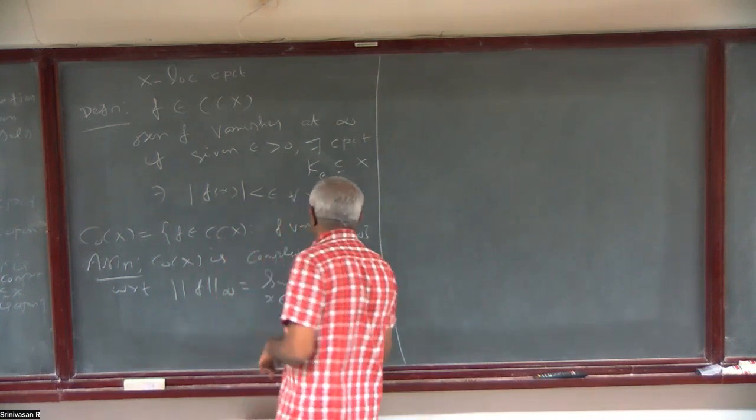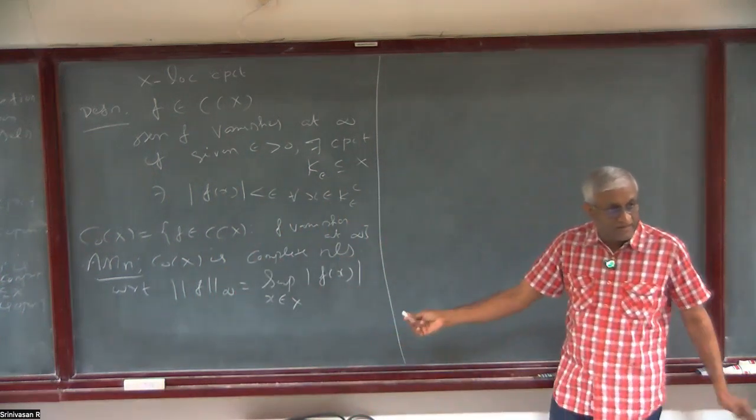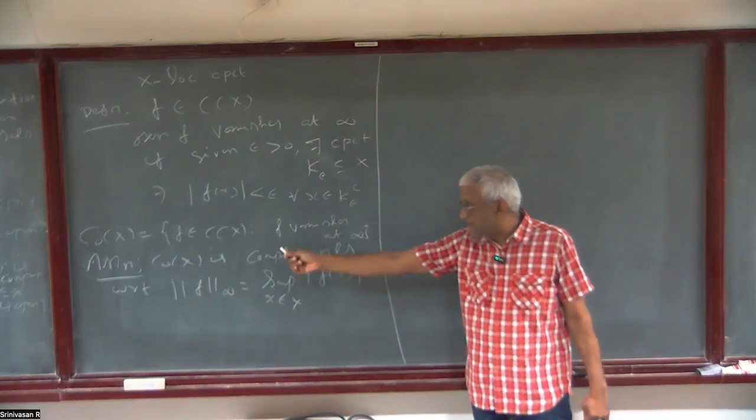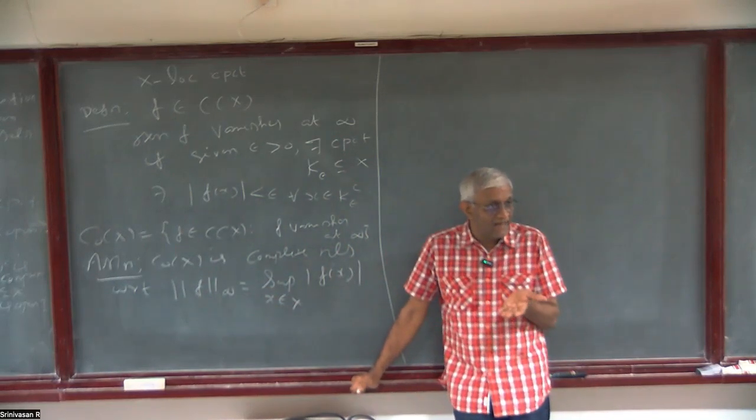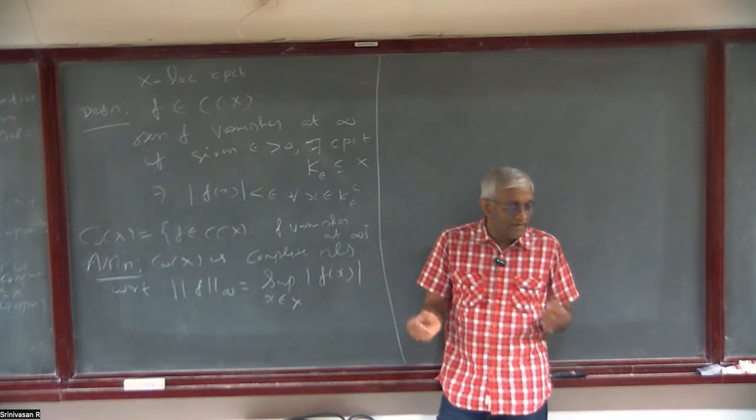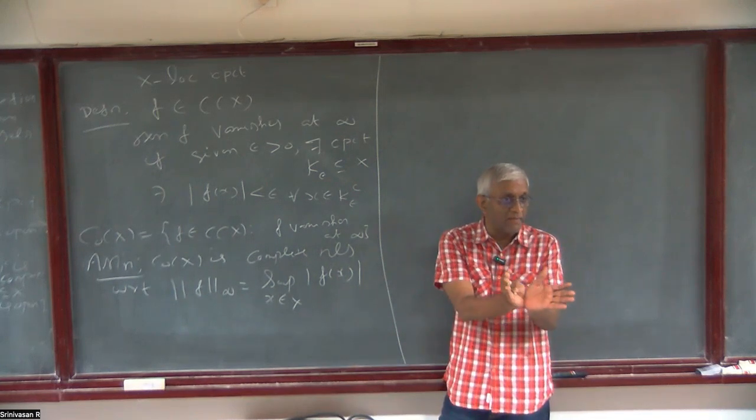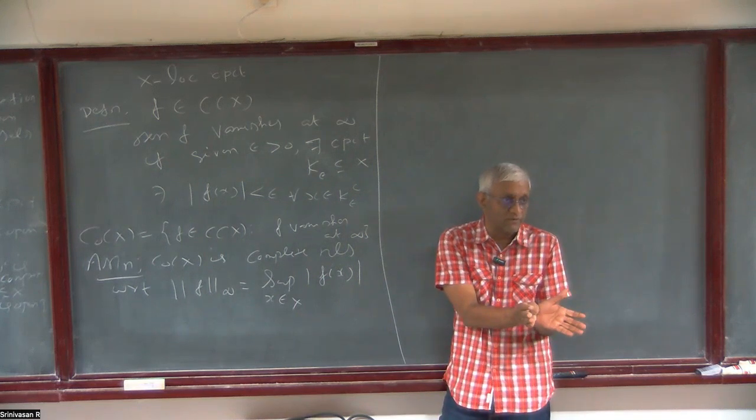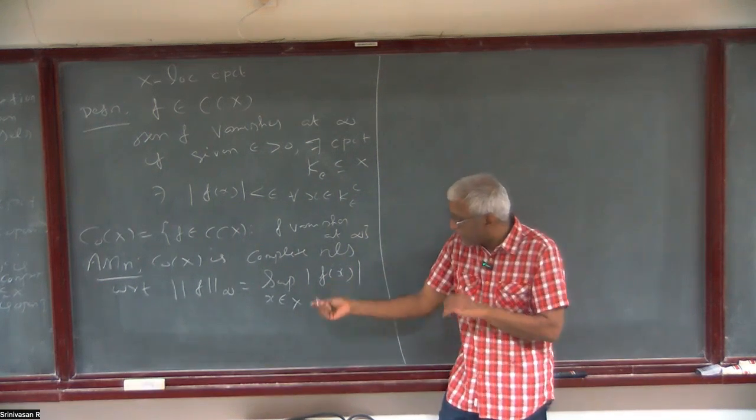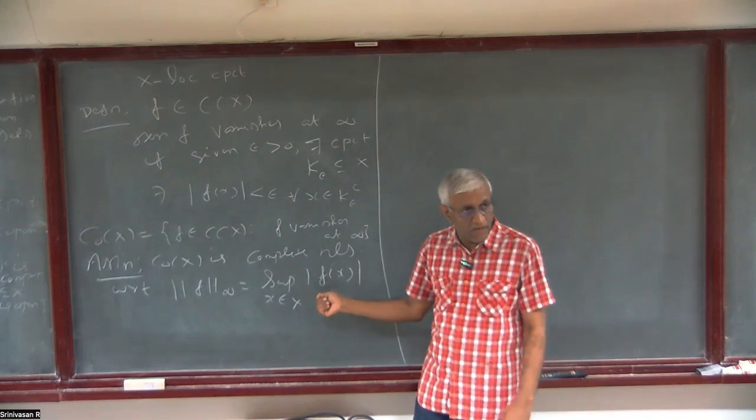So for that, you first have to verify that this is finite. If f is in C0(X), it is bounded, and you have to verify that. That is clear, right? Given an epsilon, you can find a compact set, outside which it is less than epsilon. On the compact set, it is bounded, since continuous functions are bounded. So the supremum exists, number one.